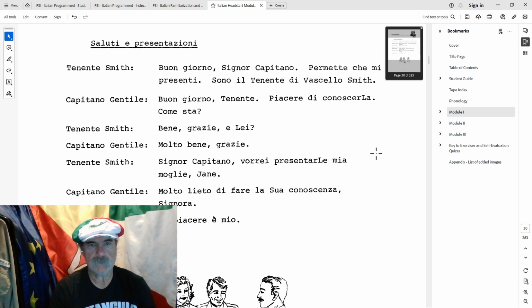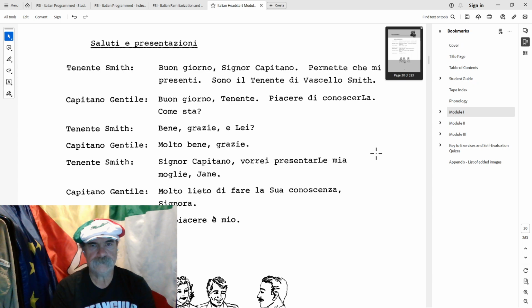The word for I, Io, can be omitted in Italian because the form of the verb tells who is doing the action. Sono means I am. Di vascello identifies Smith as a lieutenant in the Navy. Vascello literally means battleship. Repeat. Tenente di vascello.